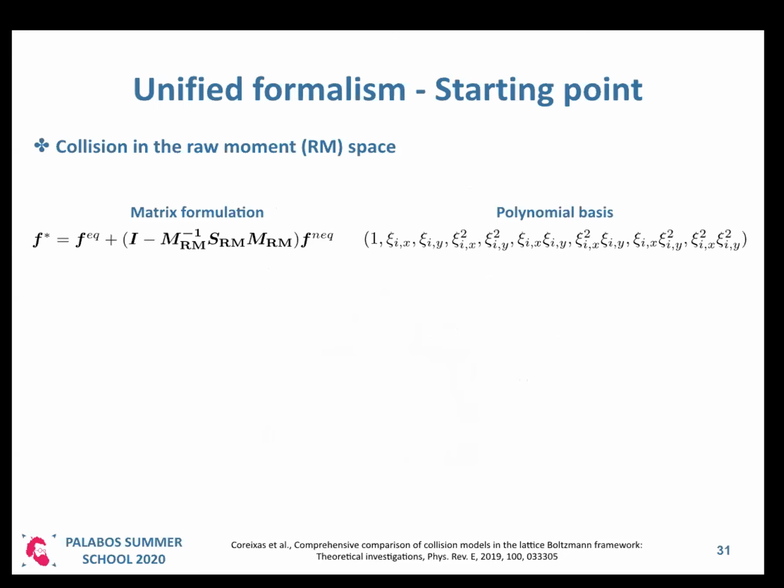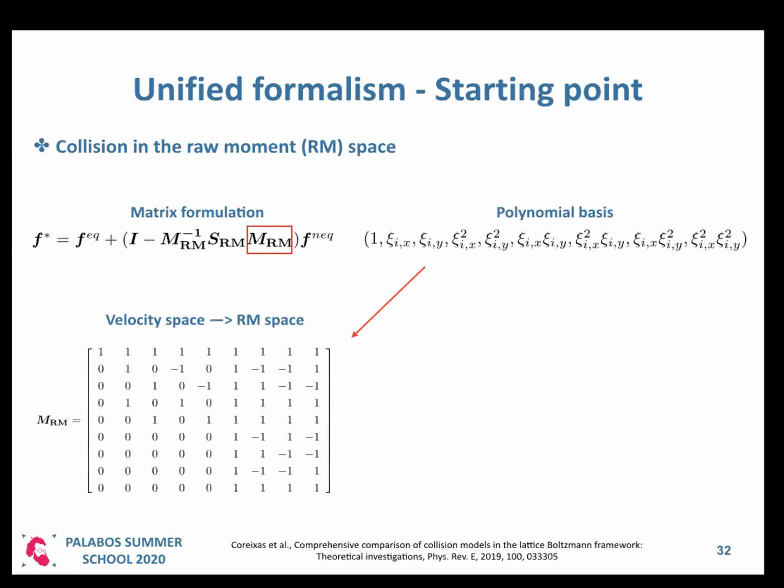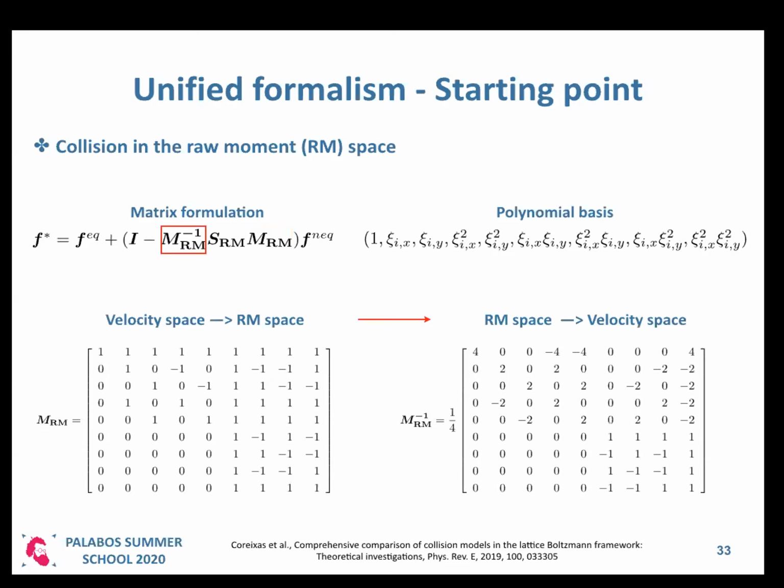So here we move to a matrix formulation of post-collision populations, which are noted here F star. This one is based on a polynomial basis that is composed simply of monomials of the discrete velocity Ci. Thanks to this polynomial basis, you are able to construct a matrix that will allow you to move from the velocity space to the raw moment space. Once you have this matrix, if you compute its inverse, you will be able to come back to the velocity space starting from the raw moment space.